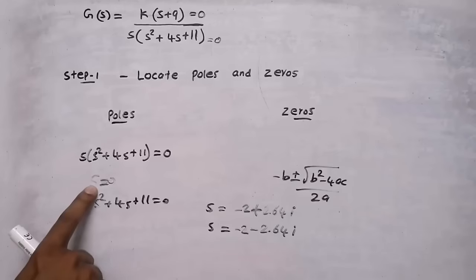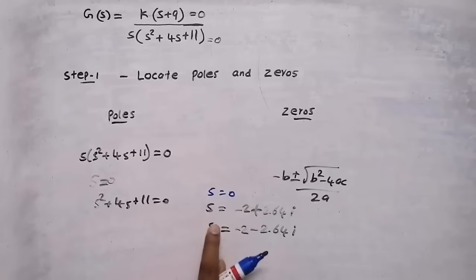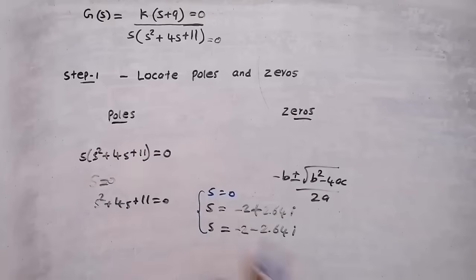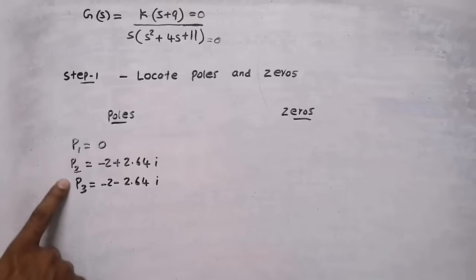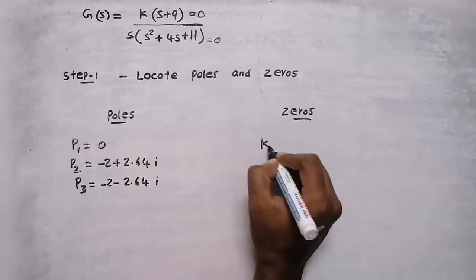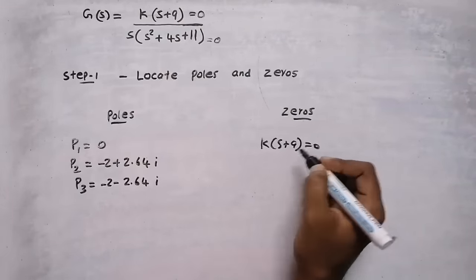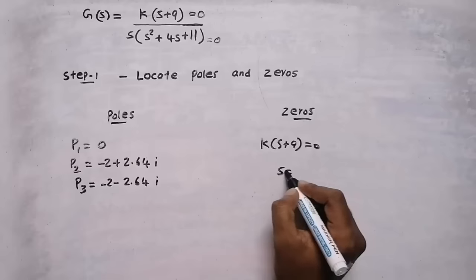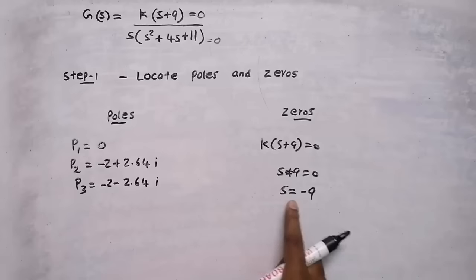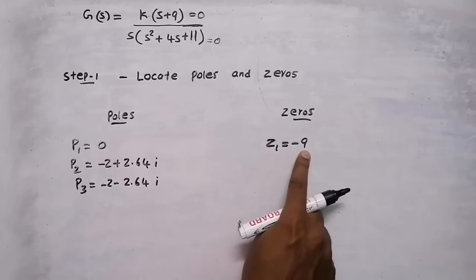Therefore, the values of s are s equal to 0, s equal to minus 2 plus 2.64i, and s equal to minus 2 minus 2.64i. These 3 are the poles. Thus, we got 3 poles. Now, we need to find zeros. For getting zeros, we need to equate numerator equal to 0. When we equate numerator equal to 0, we get s plus 9 equal to 0. From that, we get s equal to minus 9. Therefore, our zero is at minus 9. So we have only one zero, that is at minus 9.